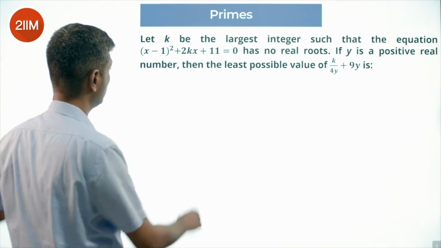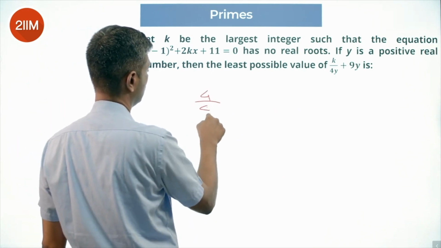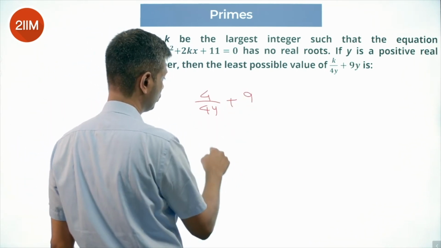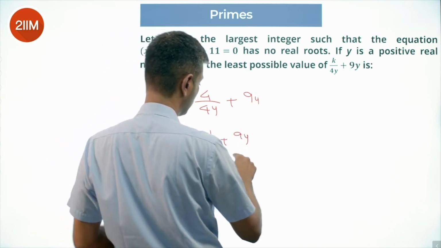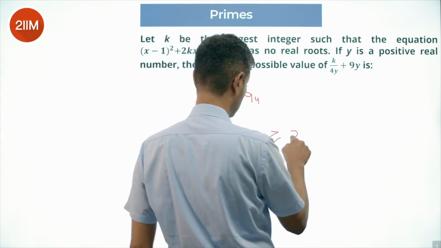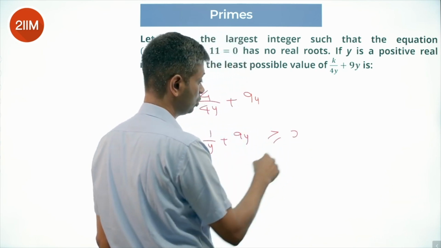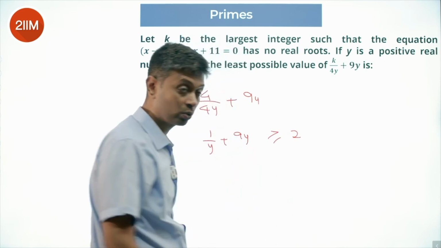Y is a positive real number, and we want the least possible value of k/(4y) + 9y. So 4 by 4y plus 9y is 1/y + 9y. This is greater than or equal to, using a + b ≥ 2 times, that is (a + b)/2 ≥ √(ab).